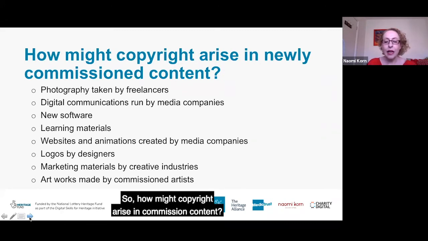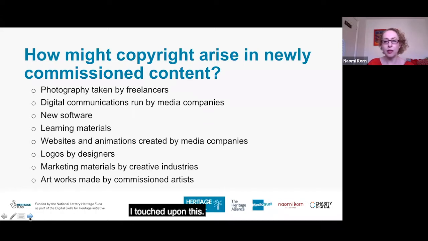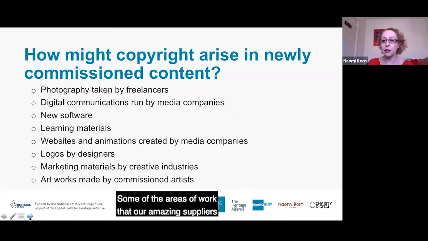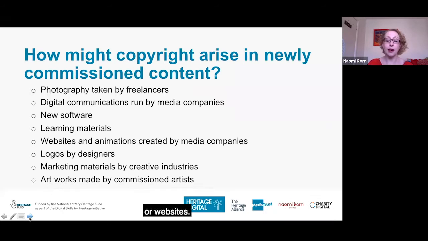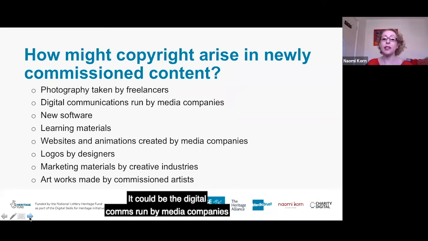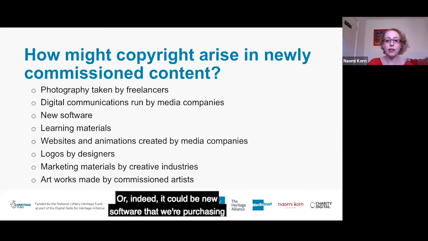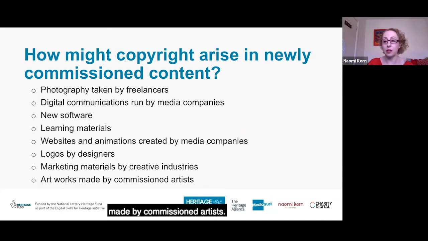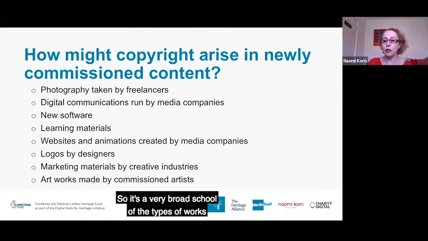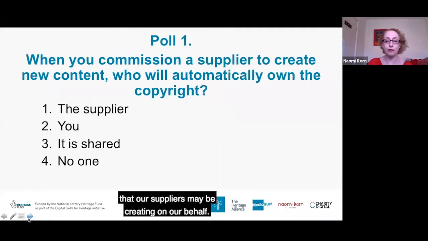So, how might copyright arise in commissioned content? This is really important that we do understand. I touched upon some of the areas of work that our amazing suppliers help us with. For example, photography taken by freelancers or digital comms. It could be new software we have developed for us or websites. It could be marketing material. It could be the digital comms run by media companies like Media Trust, who are one of our partners on this project. Or indeed, it could be new software that we're purchasing through the fantastic work of Charity Digital. We might also be looking for learning materials or artworks made by commissioned artists. So there's a very broad range of the types of works that our suppliers may be creating on our behalf.